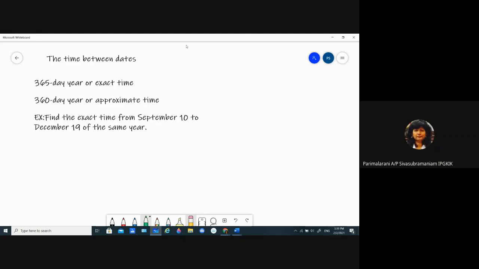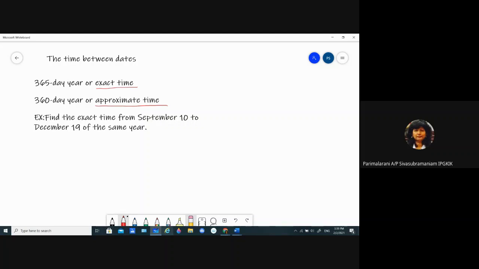There are two ways we can calculate the time between dates. The first way is known as the exact time, also known as the 365-day year. The other method is to find the approximate time, also known as the 360-day year. We all know that in 1 year there are 365 days, so if you want to count the exact time, it will be 365. But if you want to make our calculations easier, then we take the approximate time, which is the 360-day year.